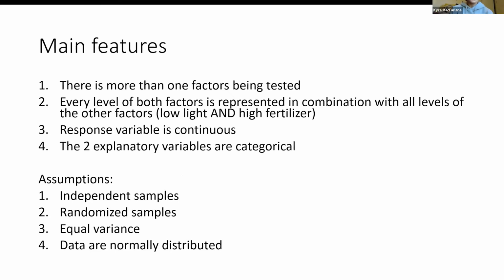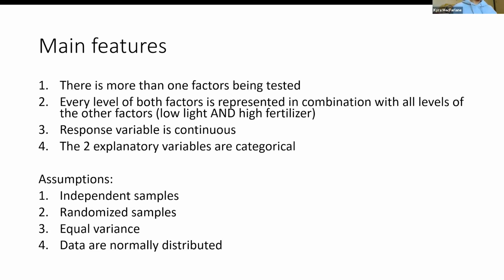Some of the main features are that there's more than one factor being tested. You can actually have a multi-factor ANOVA where you have 3, 4, and so on factors, but it starts getting really complicated at that point, and usually an ANOVA isn't the best test to use anymore. Every level of both factors is represented in combination with all other levels of the other factor.